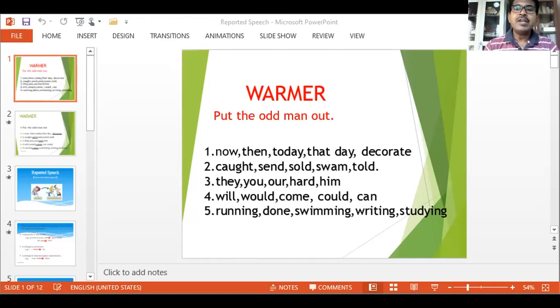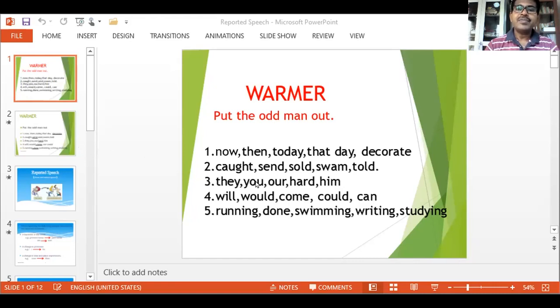I believe you have already done this. Okay, we'll discuss the answers. First one: now, then, today, that day, decorate. The odd one is decorate, since it is a verb. Number 2: coat, send, soul, swam, told. The odd word is send, since the other words are in their past tense. Send is in the present form.